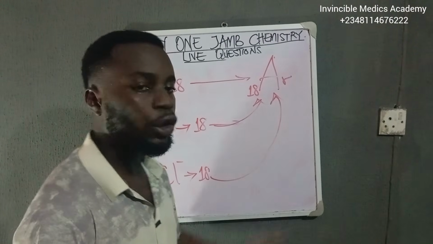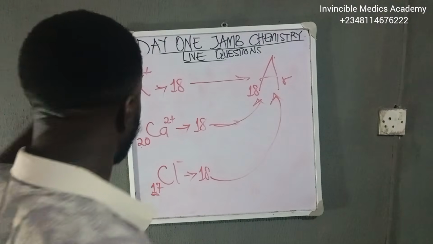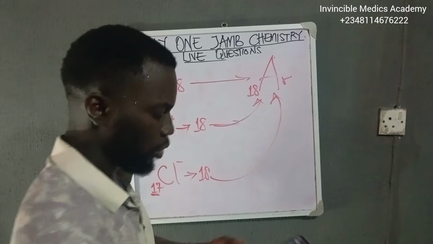Option D says all of the above. So the correct answer to this question is what? All of the above, because the 3 listed options have the same electronic configuration as argon, right?